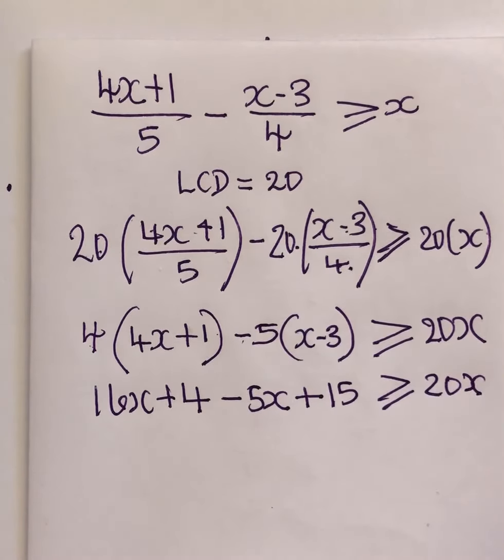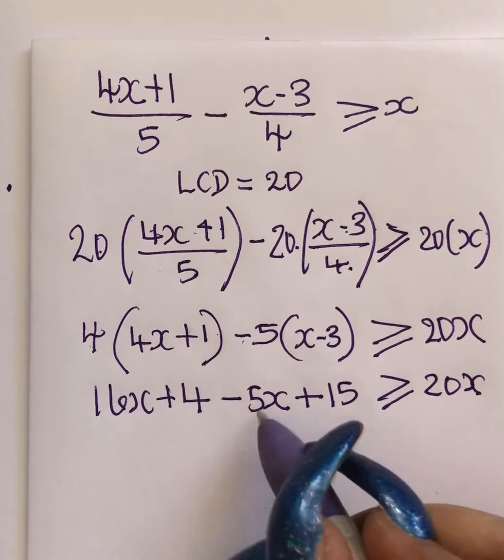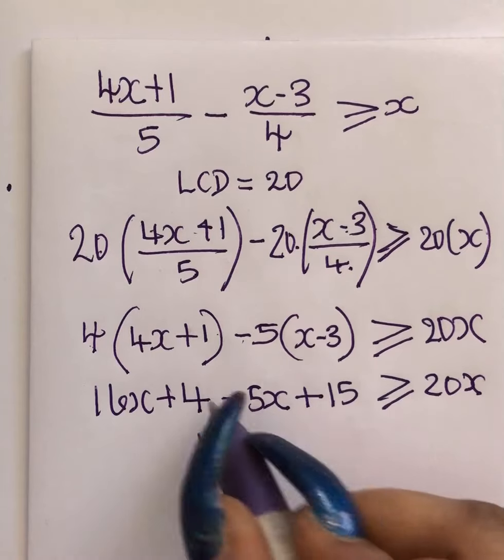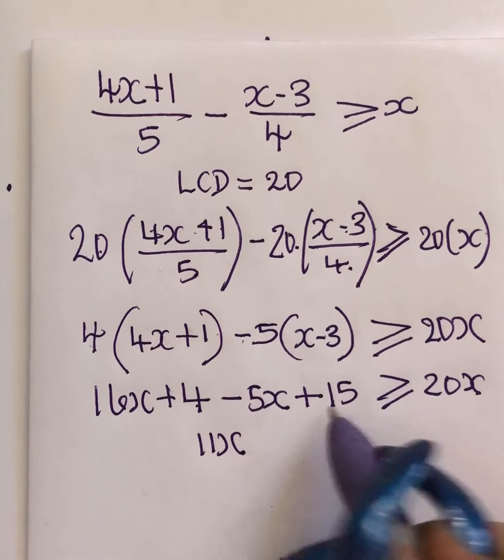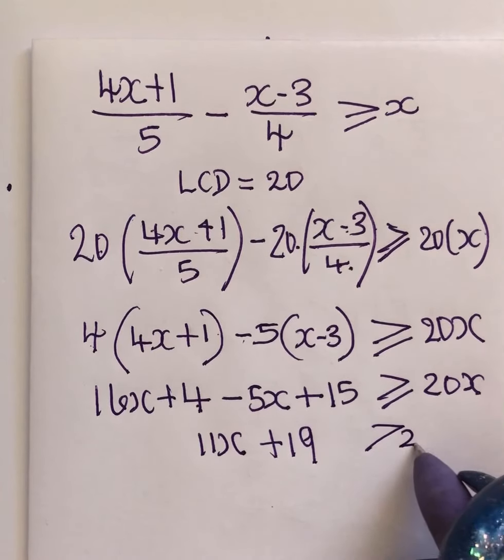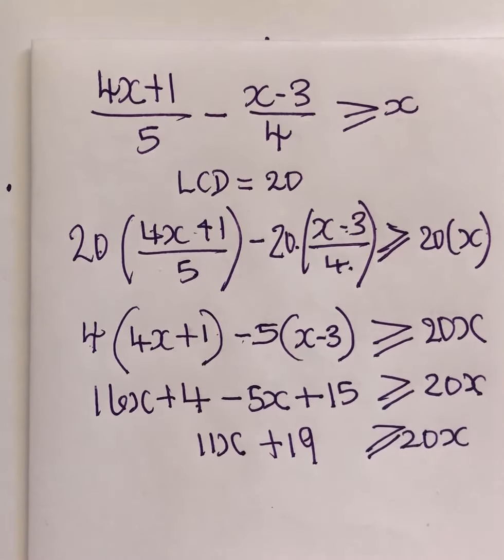I now simplify. 16 minus 5 leaves me with 11. 4 plus 15 gives me 19. Collect like terms on the same side.